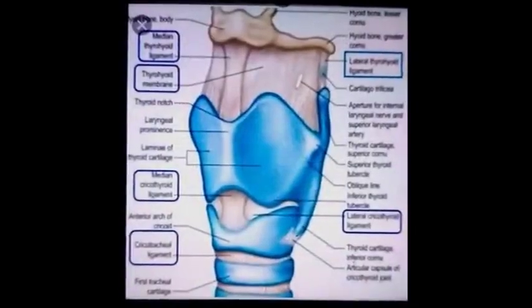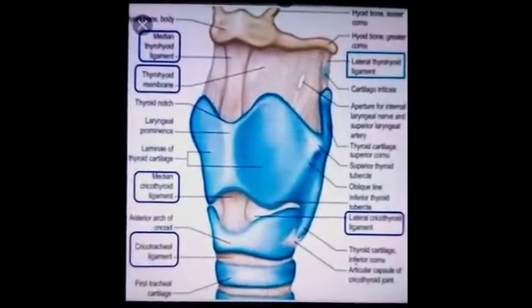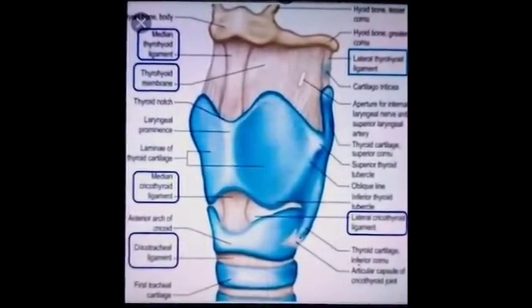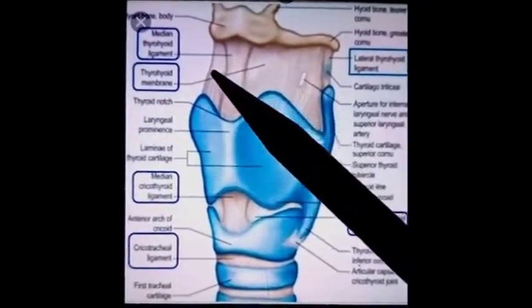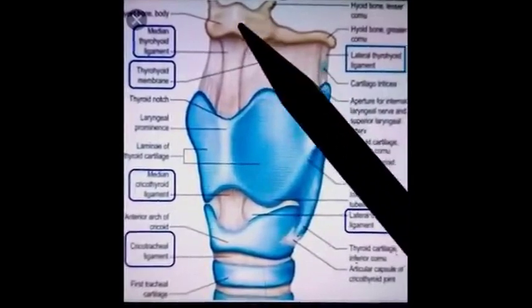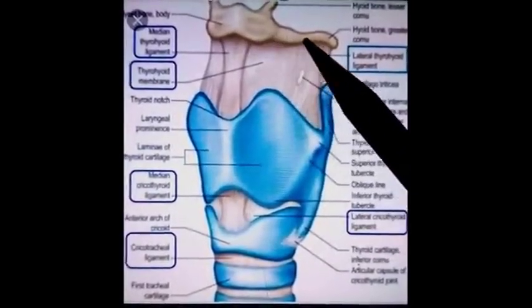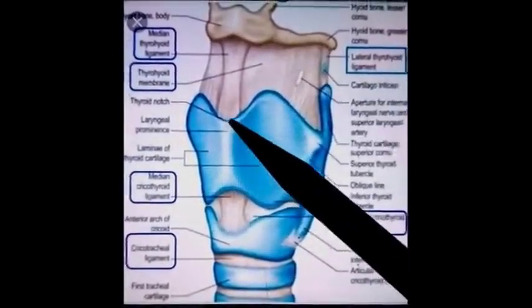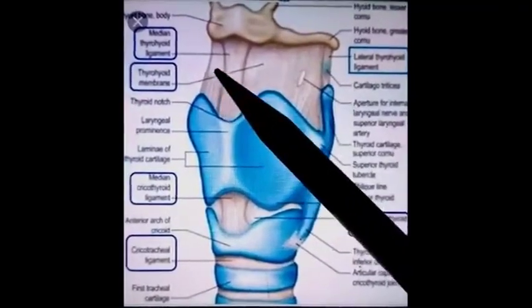Ligaments and membranes of the larynx. First of all, the thyroid membrane. The thyroid membrane is present between the thyroid cartilage and the hyoid bone. This brown colored structure is the hyoid bone. Between these two structures lies the thyroid membrane.